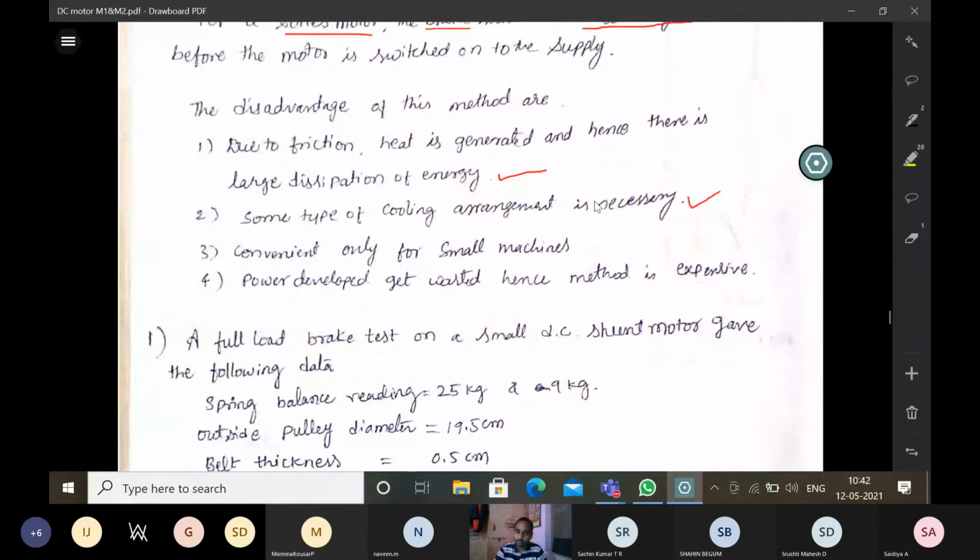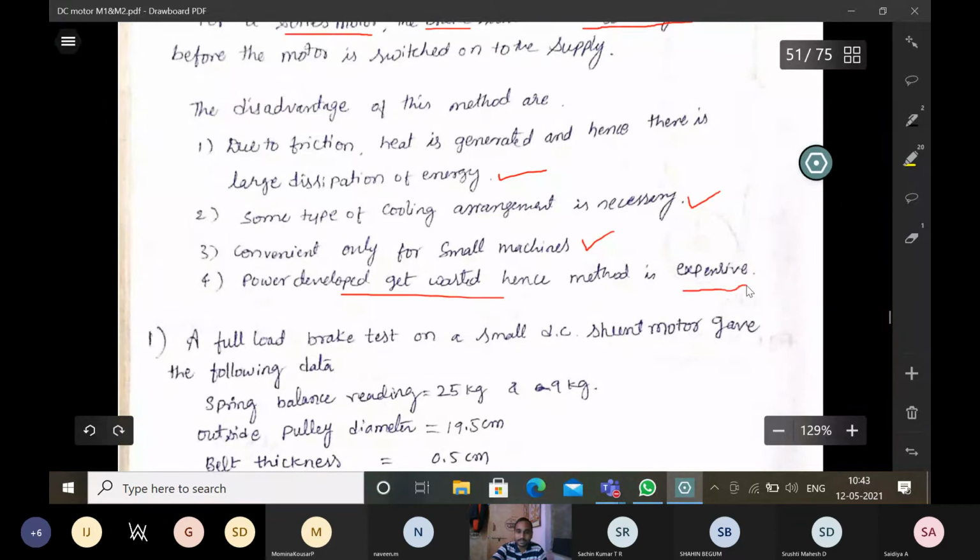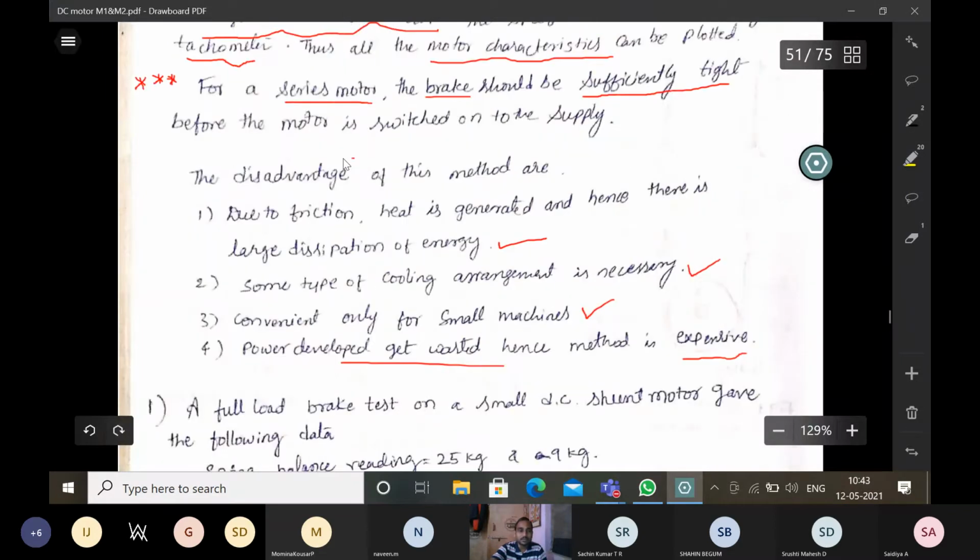Okay, for the cooling purpose, convenient only for small machines. So this method is only convenient for a small range of machines. You cannot perform this test on a high capacity machine, and the power developed gets wasted, hence the method is expensive. So for testing purposes so much power is going to be wasted, and hence, power wasted means automatically it will be expensive. Okay, so these are the disadvantages of this particular method.